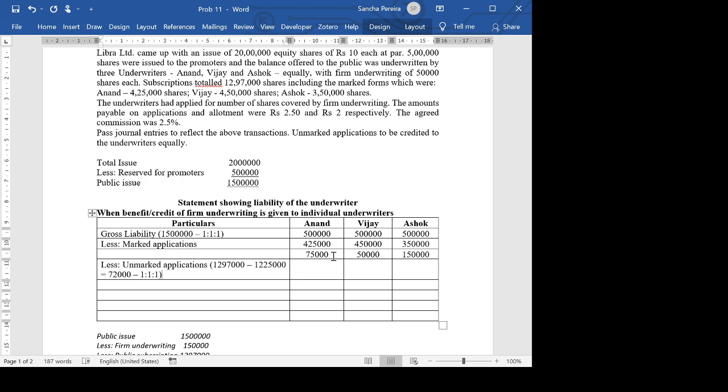72,000 divided by 3, I will get 24,000 each. So of the unmarked applications, the benefit given to each of these is 24,000. Minusing this, 75,000 minus 24,000 will be 51,000.